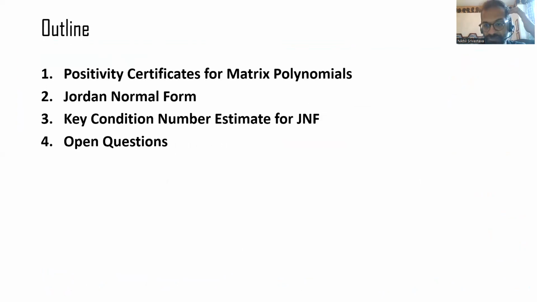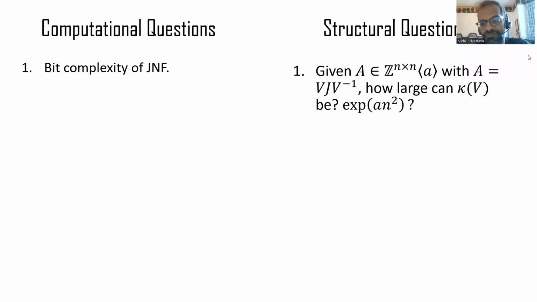So that's it. Let me end with some open questions. There are lots of open questions. One is, I don't know if this n to the 6 is tight for Jordan normal form. It can be improved to n to the omega plus 3, but I don't know if that's tight. So one question is, what is actually the bit complexity of Jordan normal form? It's a very fundamental problem. It'd be nice to know what the right answer is.